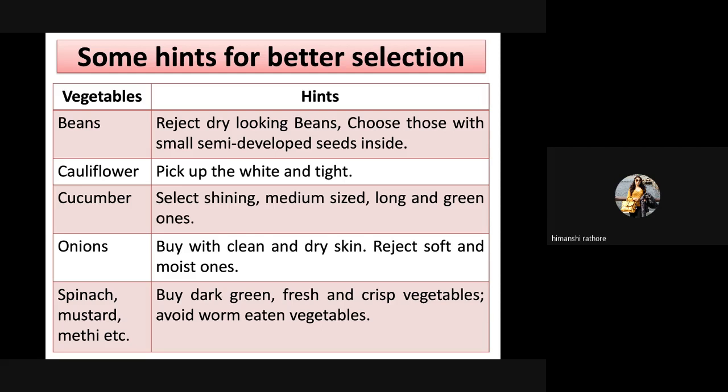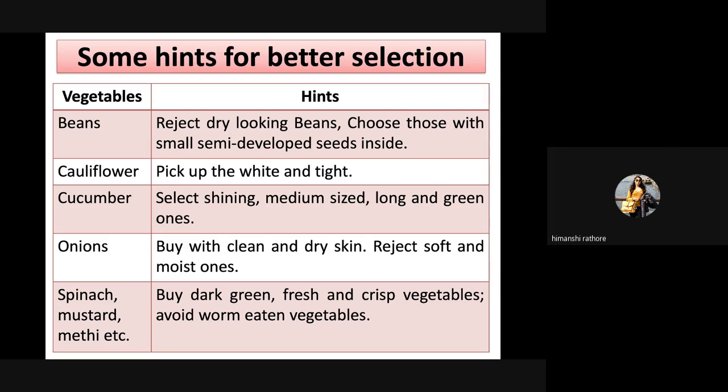Then spinach, mustard, methi, that is fenugreek leaves. If you're buying fresh leafy vegetables, then you always have to see the color. They must be dark in color. They should have crispness, and avoid worm eaten vegetables. If the leaves are eaten by worms, then there was worm infestation around when they were cultivating these leaves. So try to avoid purchasing those leaves. Try to buy those which are darker in color and fresh and crisp in nature.